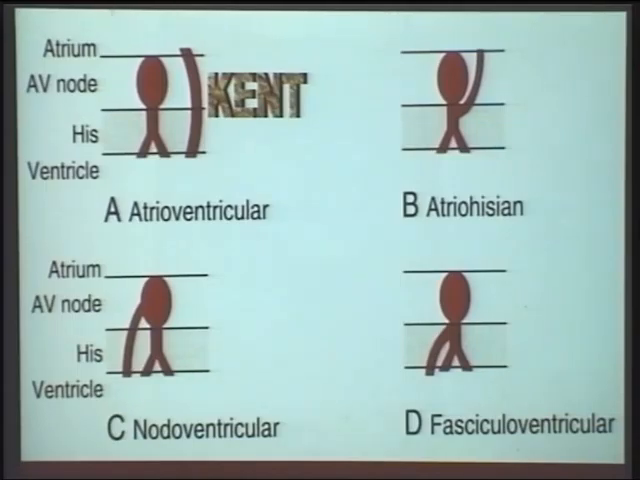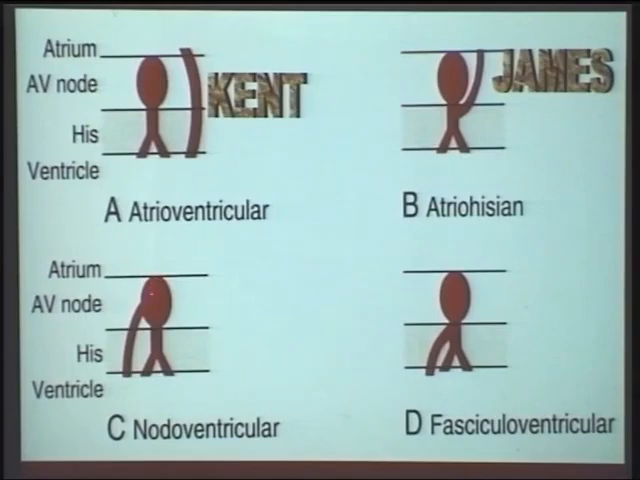The Kent pathway connects the atrium to the ventricle. Then there is a pathway which can connect the atrium to the bundle of His, bypassing the AV node. This is called James.